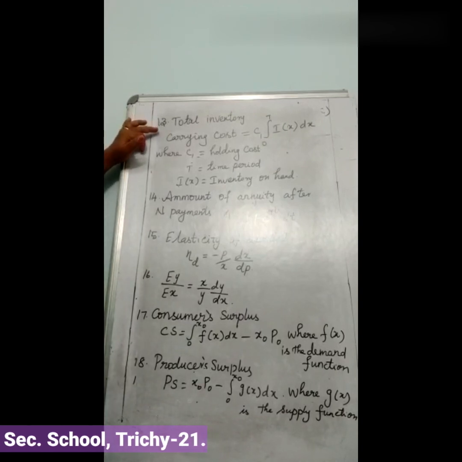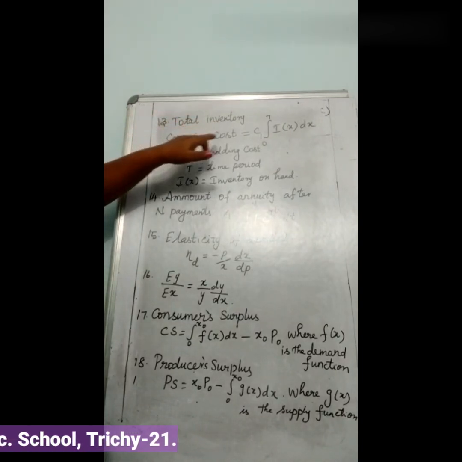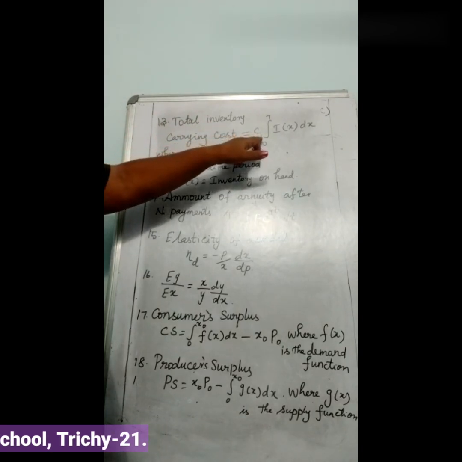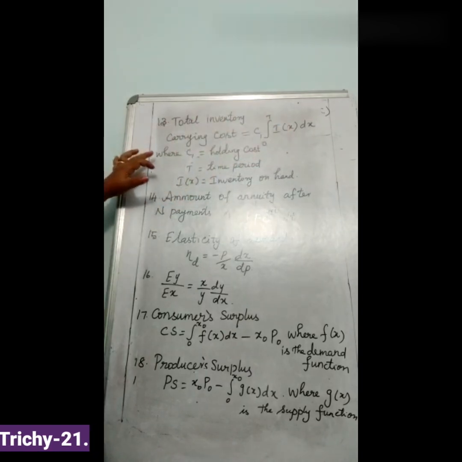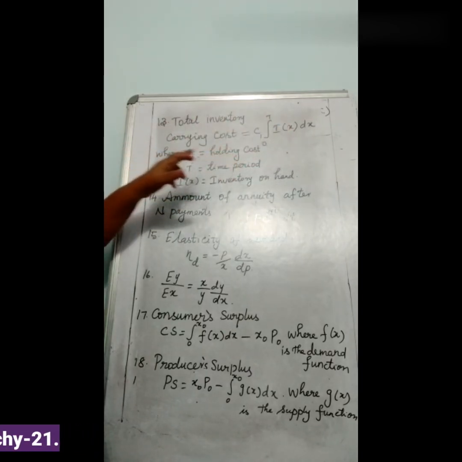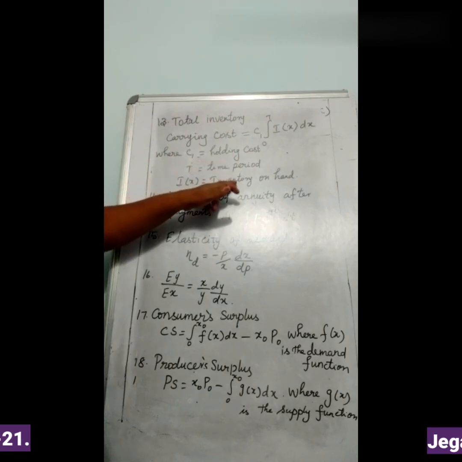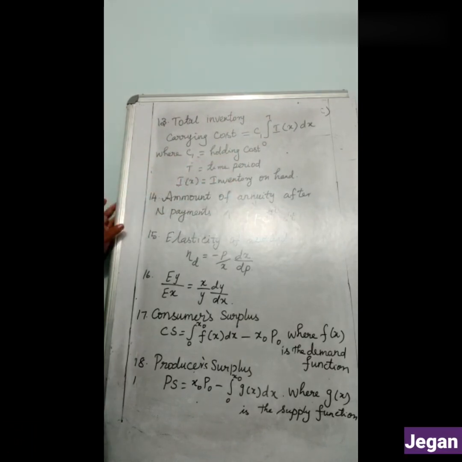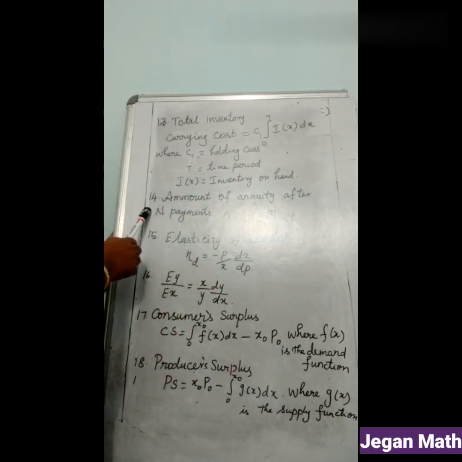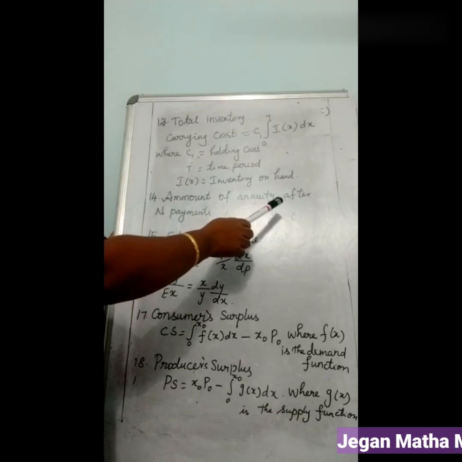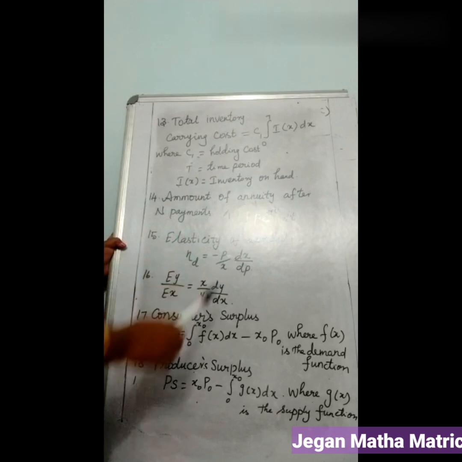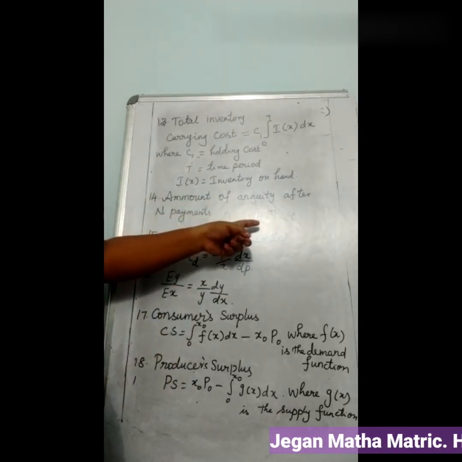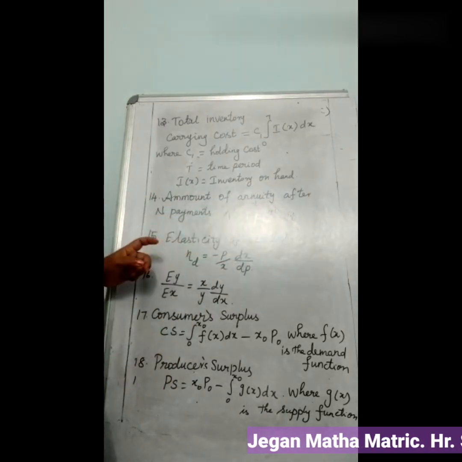Next, 13th one, total inventory carrying cost = C1 times integral of 0 to t I(x) dx, where C1 = holding cost, t = time period and I(x) = inventory on hand. Next one is amount of annuity after n payments, A = integral of 0 to n of P e^(rt) dt.